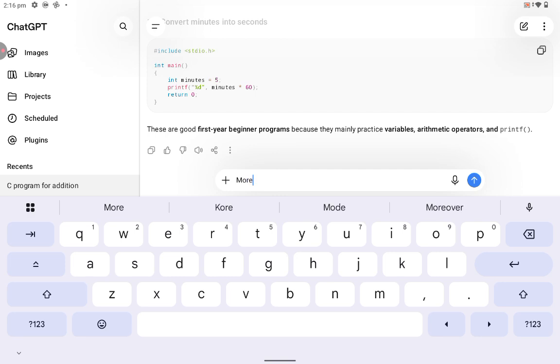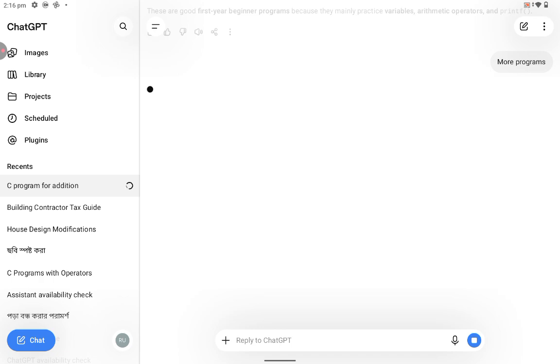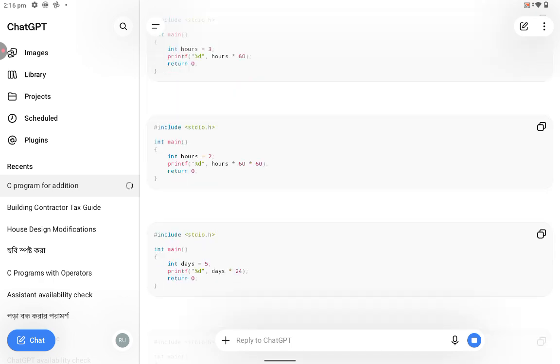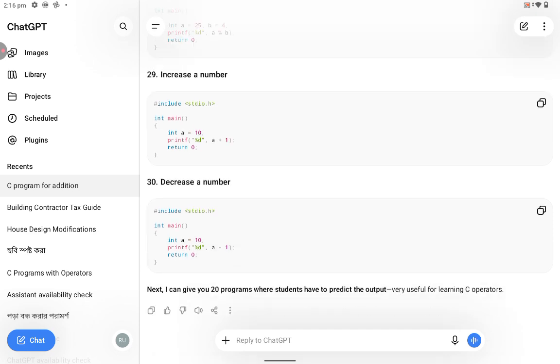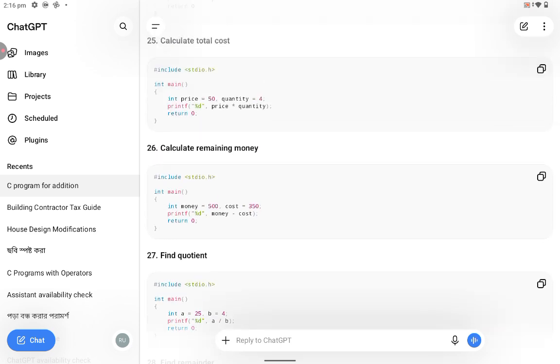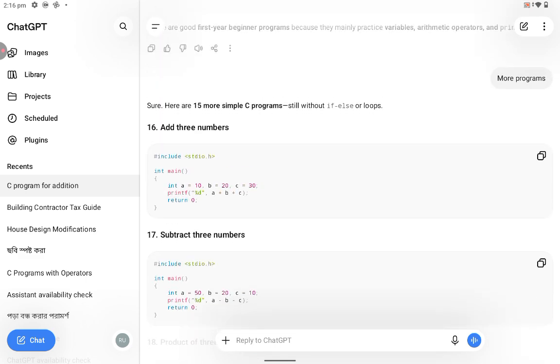So more programs. It is better to have ChatGPT because it is giving you whatever you want when discussing things. So we can discuss. So this is a very nice thing to use.